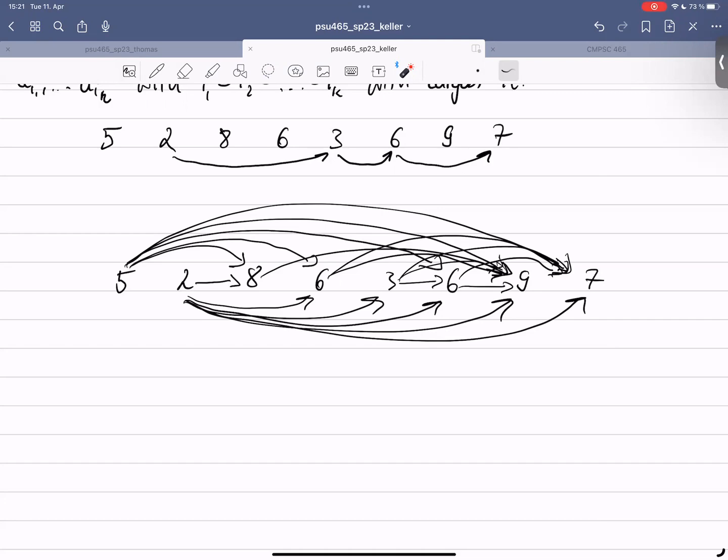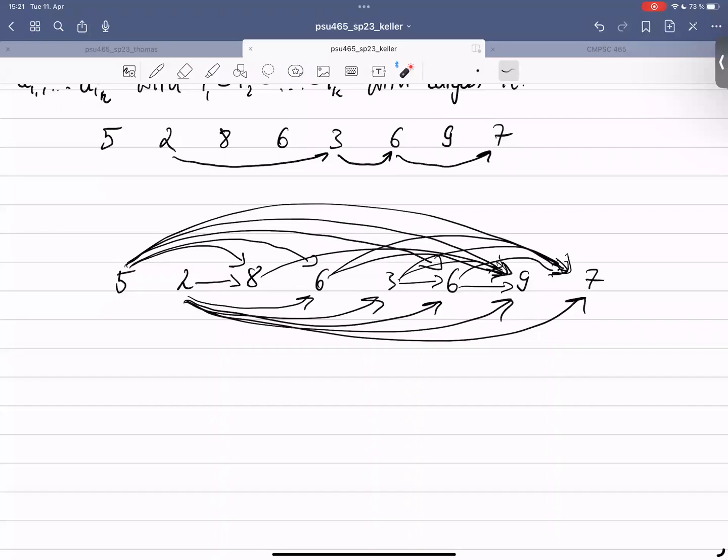The same is true for number 2. There's no predecessor of 2, so we only have a path of length 1 that ends in 2. But then it's getting more interesting, because now if you're looking at number 8, 8 has 2 predecessors, namely 2 and 5. So by the argument before, we would have to say the longest path ending at 8 has to come through either 2 or through 5, based on the structure of this graph.